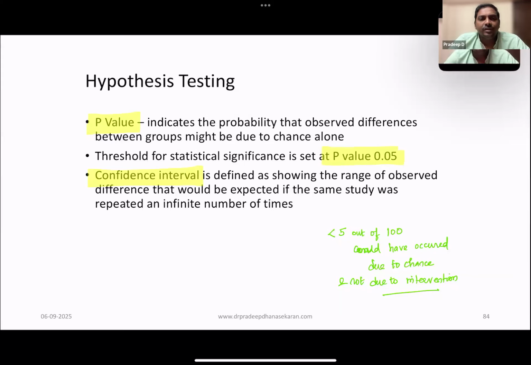Confidence interval is defined as a range of observed differences that would be expected if the same study was repeated an infinite number of times. It is the most important thing. So that range also should be noted. Only if the confidence interval is agreed upon can it be applied in real world scenarios, because the more times you repeat the study, the range is almost going to be the same. That means it can be applicable in real life scenarios.